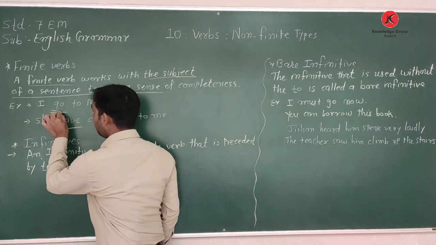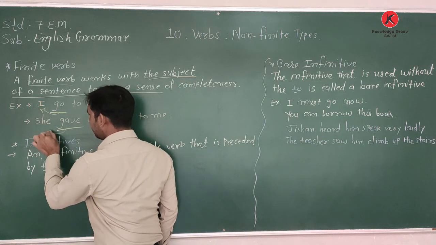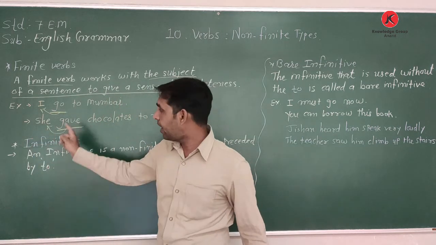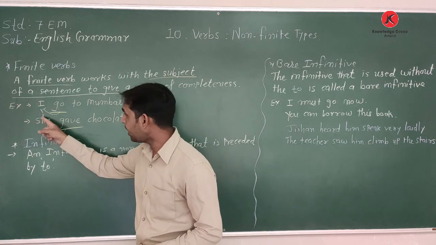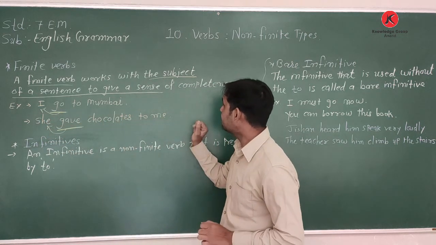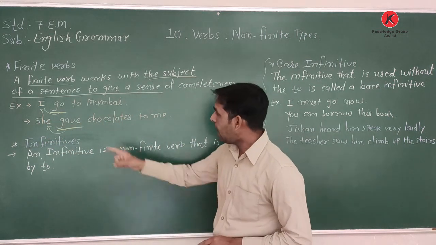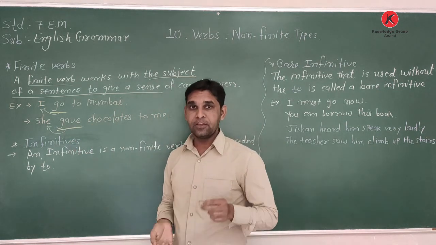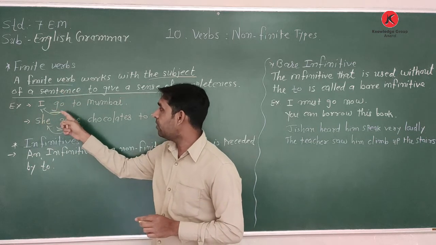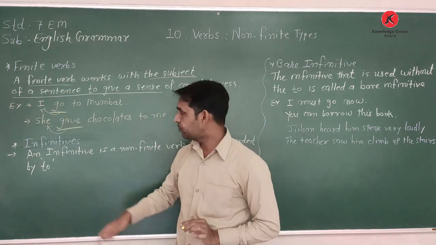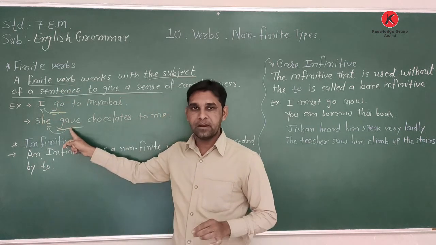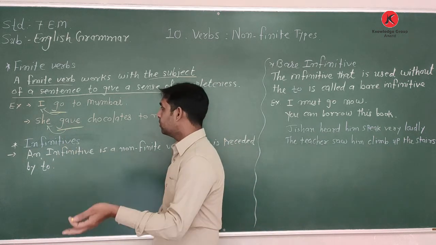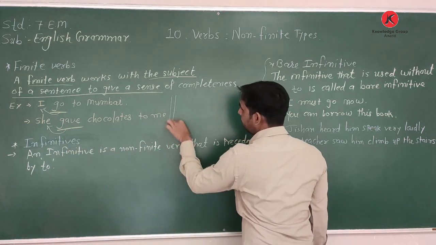So this finite verb is connected with whom? Connected with the subject, and it gives completeness. I go to Mumbai, she gave chocolates to me. So this finite verb is called the main verb: go, and here gave. We use more finite verbs.